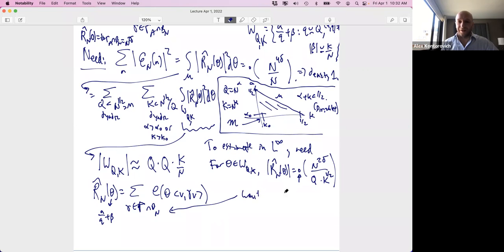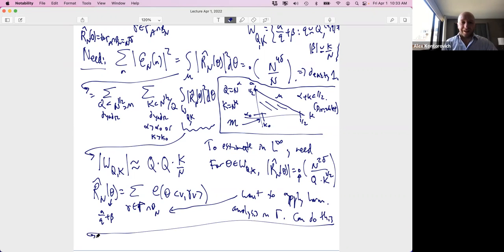We want to apply harmonic analysis in gamma. But we can do that effectively when q and beta are small. We can do it in the major arcs. We haven't discussed this, but I hinted at it last time: we can do this effectively, meaning with error terms that are smaller than the main term, when q and beta are small. So this is the major arcs analysis.